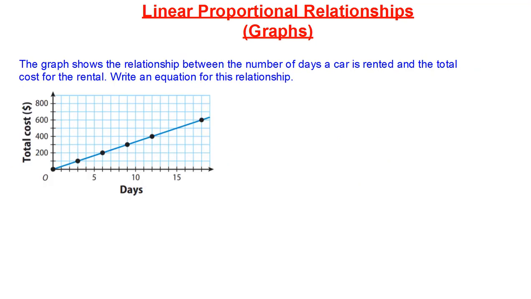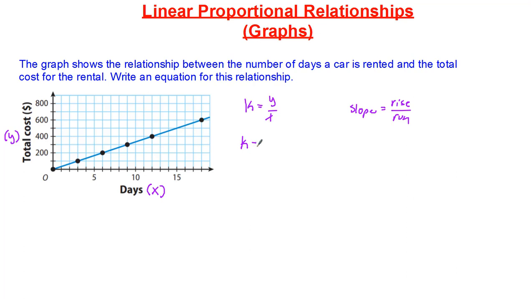Alright, so the graph shows the relationship between the number of days a car is rented and the total cost for the rental. Write an equation for this relationship. So the days is my x value and the total cost is my y value. Alright, so the total cost depends on the amount of days. So let's go ahead and use both again. k equals y over x, and then slope is equal to the rise over the run.